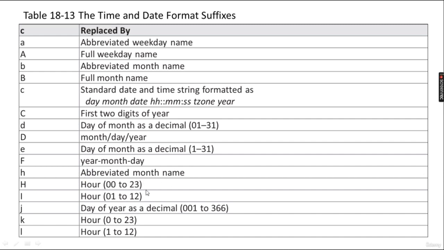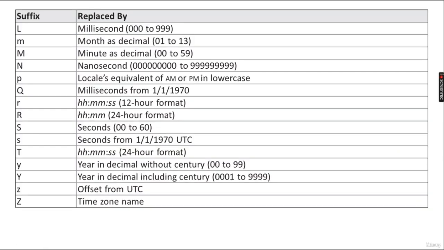Capital H, hour, 0 to 23, 24-hour format. I, hour, 1 to 12. j, day of year as decimal, 001 to 366. So there are 365 days. k, hour, 0 to 23. l, hour, 1 to 12. Capital L, millisecond, 000 to 999. m, month as decimal, 01 to 13. Capital M, minute as decimal, 00 to 59.